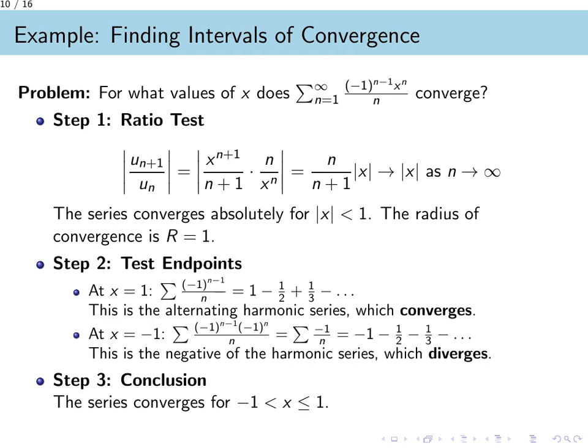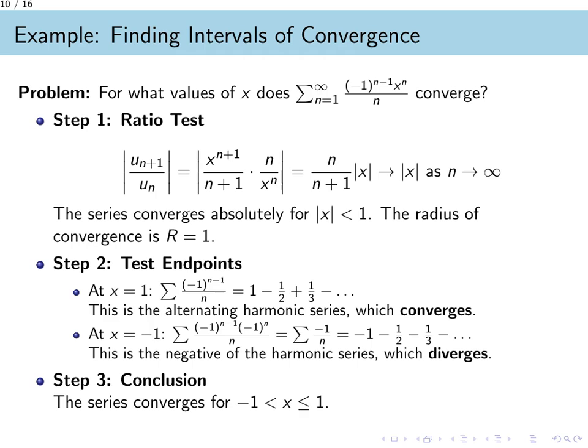Let us work through an example to find the complete interval of convergence for a power series. This process combines the ratio test for the open interval with a separate check of the endpoints, which is a crucial step. First, we apply the ratio test to our series. The absolute value of the ratio of consecutive terms simplifies to the fraction n over the quantity n plus 1, all times the absolute value of x.